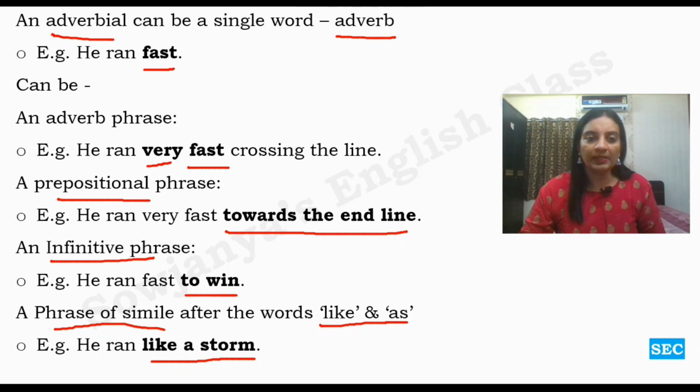So an adverbial can be a single word. When it is a single word, we call it an adverb. And it can be an adverb phrase as well, which consists of one or two adverbs and modifiers. And a prepositional phrase when it tells us about the location, the place, etc. And then an infinitive phrase when it explains the reason. And then a phrase of simile when it compares something with the other.